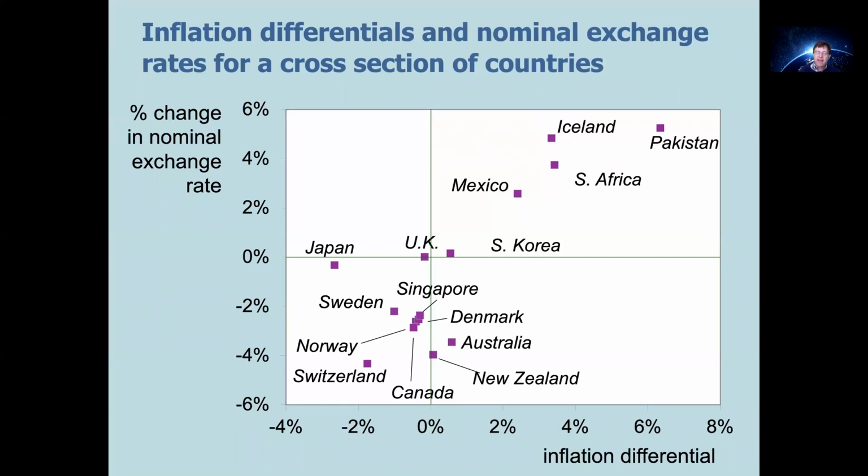Okay, let's look at that more generally. We've got on the horizontal axis the inflation differential, how much higher inflation is in the foreign country than in the US. And on the vertical axis, we have the change in the nominal exchange rate. And as you can see, countries that have higher inflation than the US have their nominal exchange rate going up faster. Countries that have lower inflation than the US tend to have their nominal exchange rates go down relative to the US.